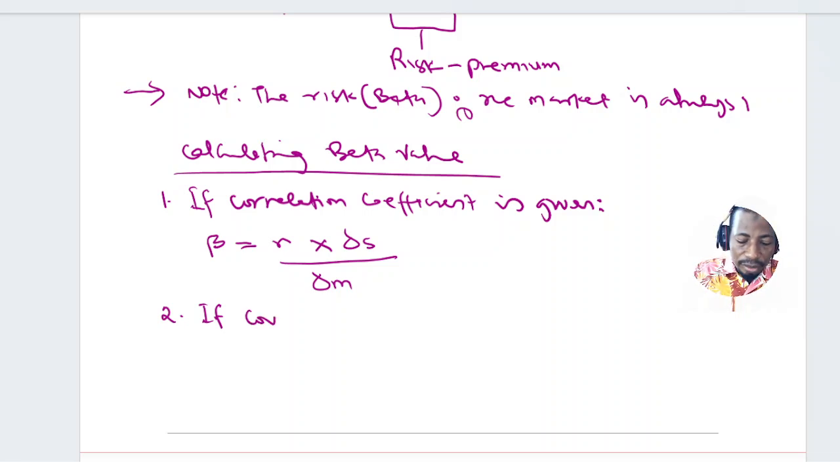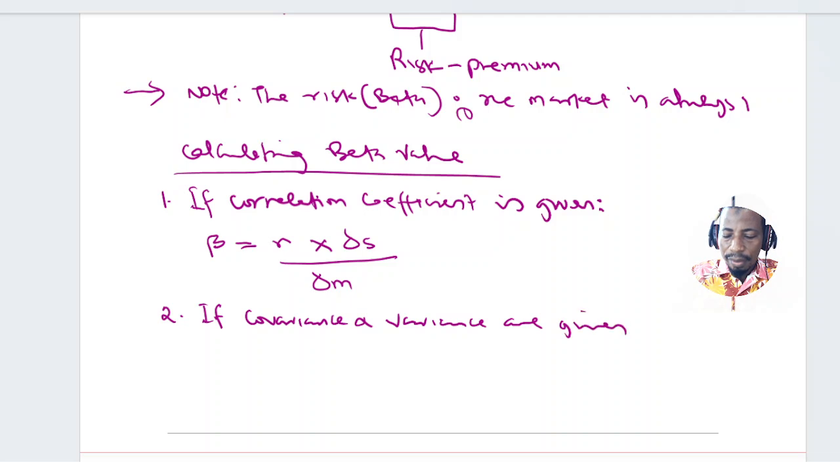Okay, then number 2, if covariance and variance are given. Okay, that's another one I'm supposed to include. So if covariance and variance are given, then beta value will be estimated as covariance of the security divided by the variance of the market. All right, so that's that.